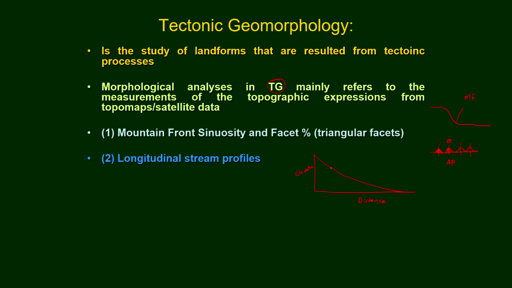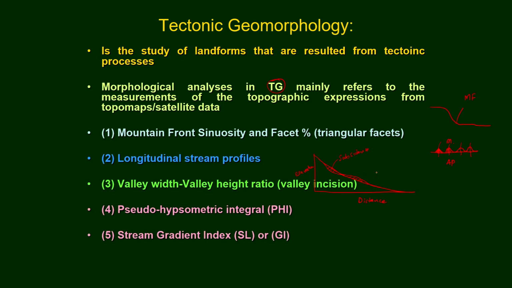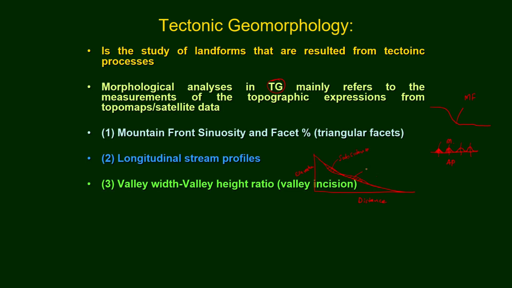If there is some change in the river profile, for example, if the profile is seen like this, then this portion will have different landforms, and we try to understand whether there is a sort of upwarp in the profile. Or suppose you see something like this, then we suggest this as an area of subsidence, and this will be the area of, like we can say, uplift.